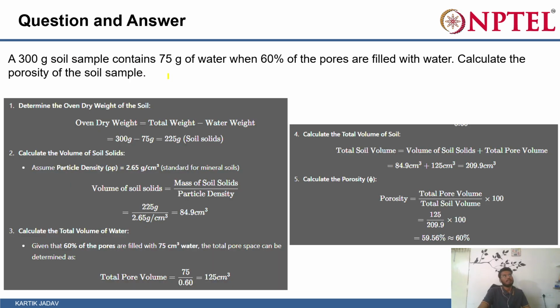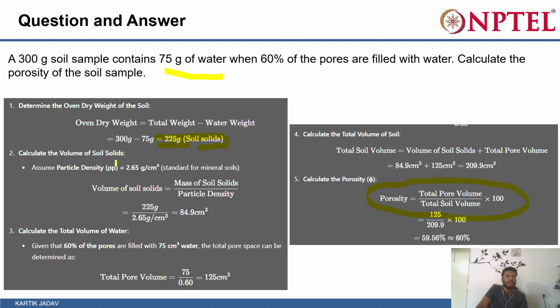300 gram of soil sample contains 75 gram of water when 60% of pores are filled with water. Calculate the porosity of the soil sample. We know that porosity of a soil sample is equal to total pore space divided by total soil volume. So let's first calculate the total pore space, determined over the dry weight of the soil. We have a total of 300 gram of soil sample, and that contains 75 gram of water. So the dry sample mass is 225 gram of solids.